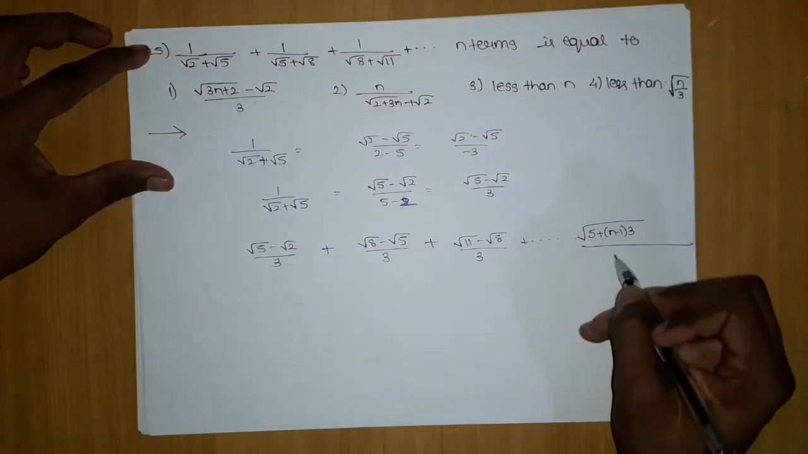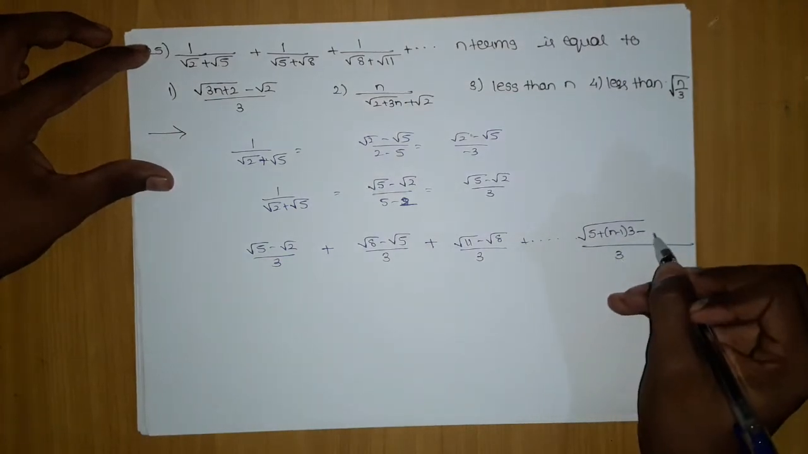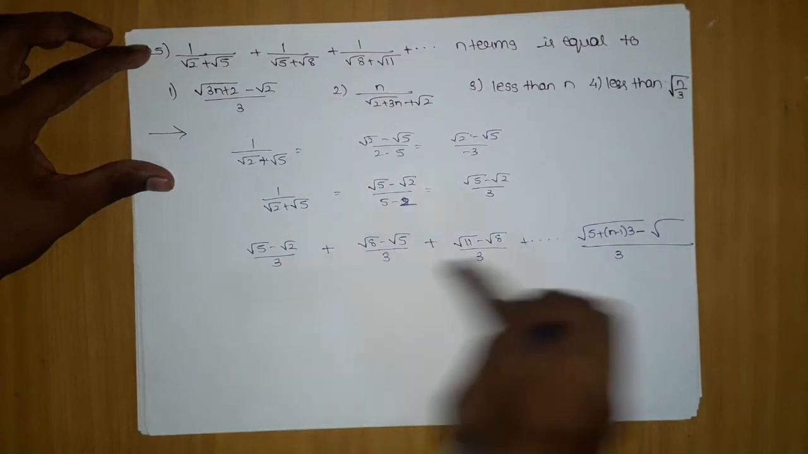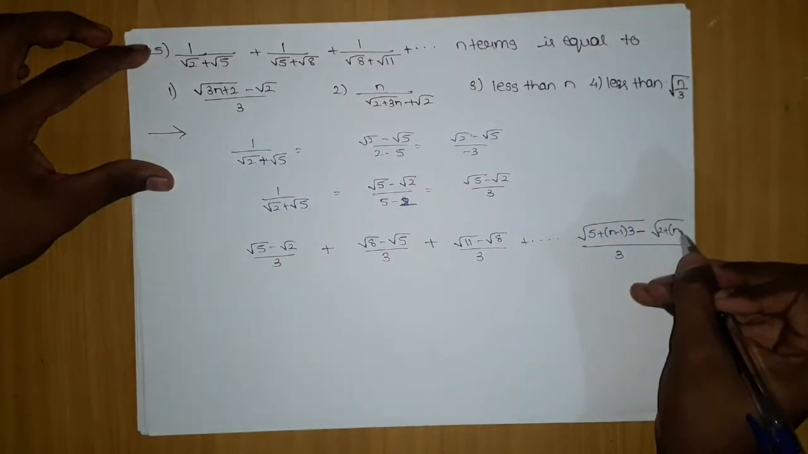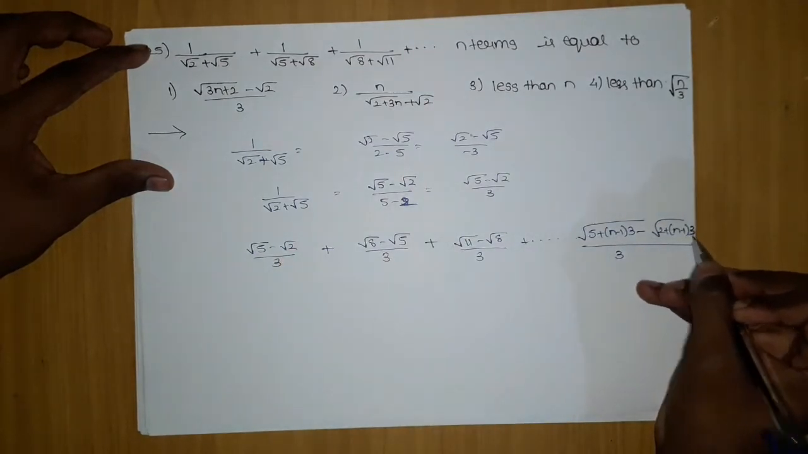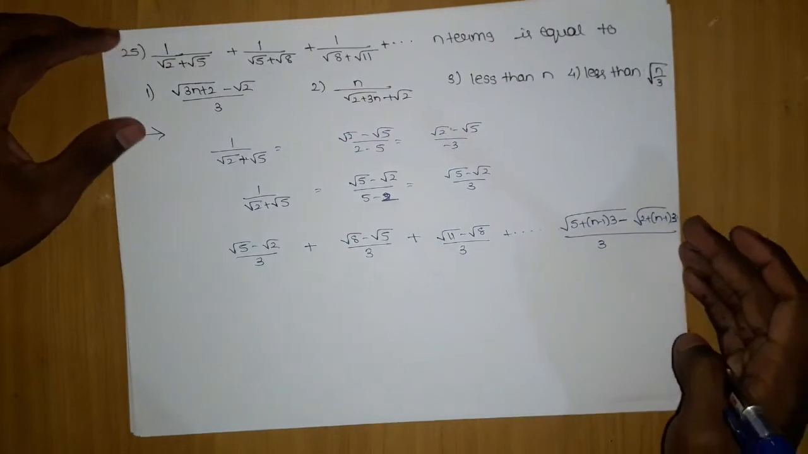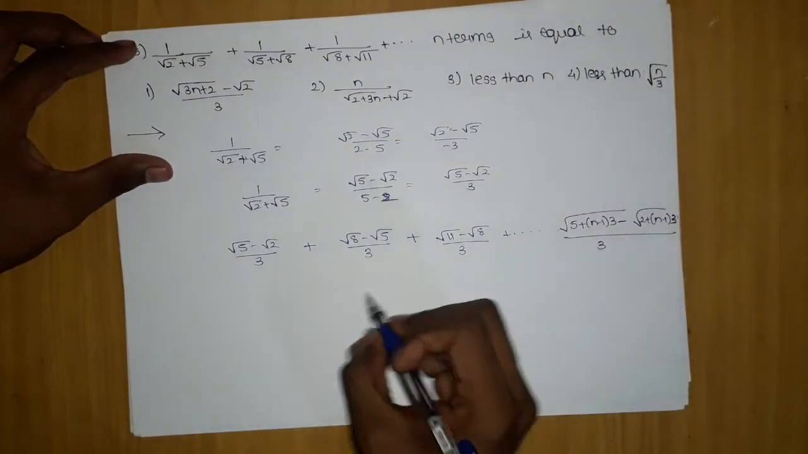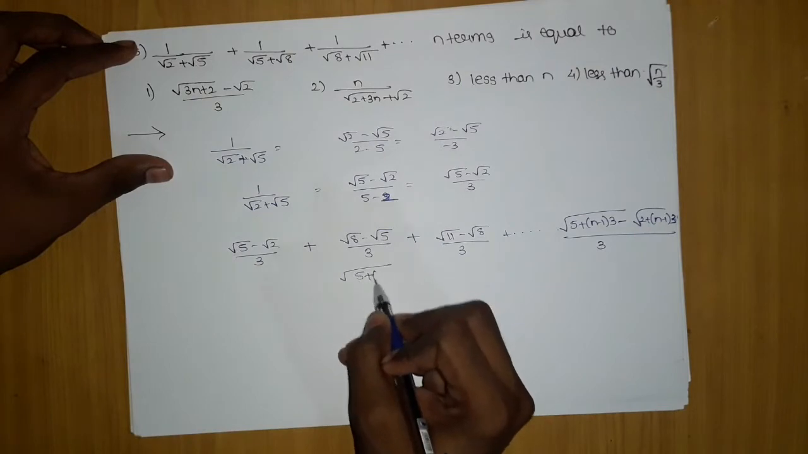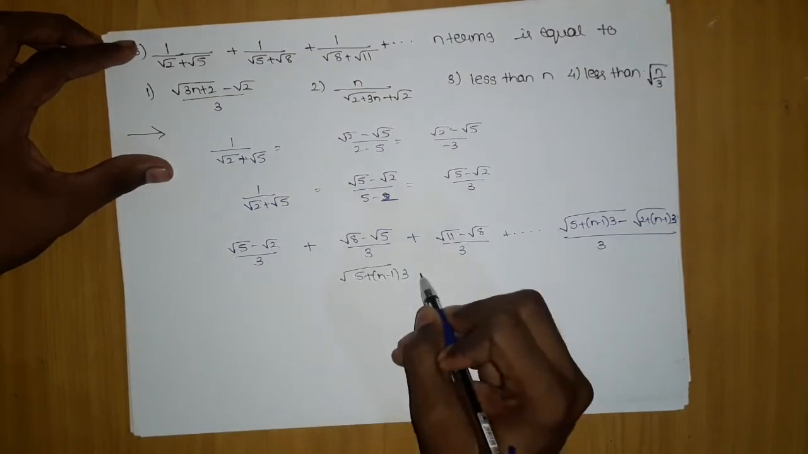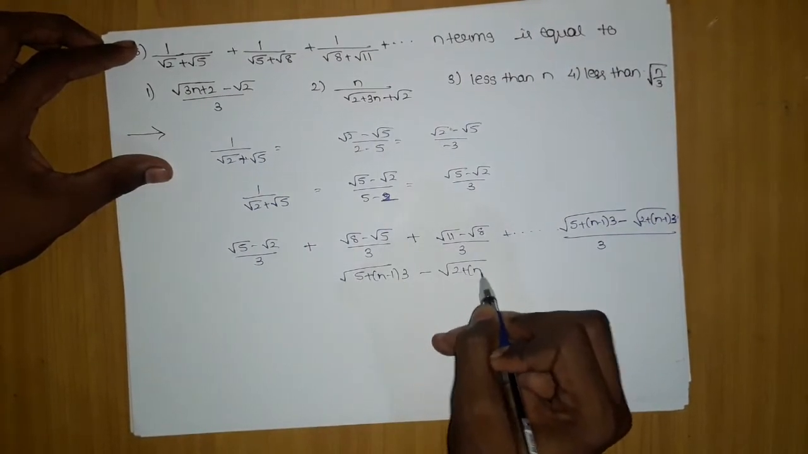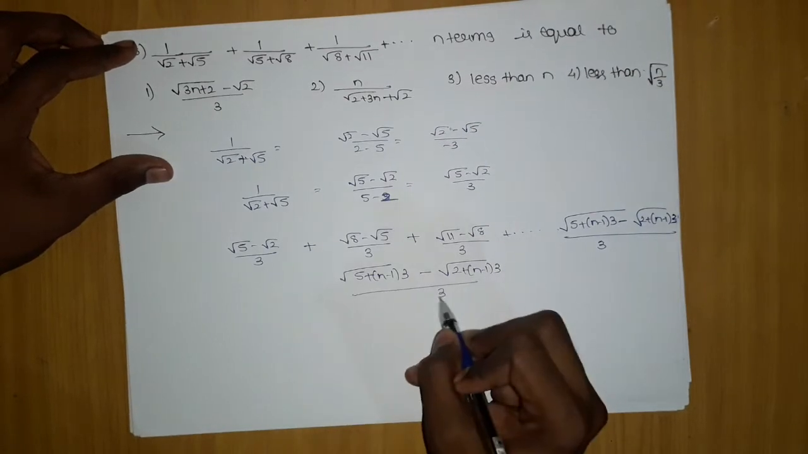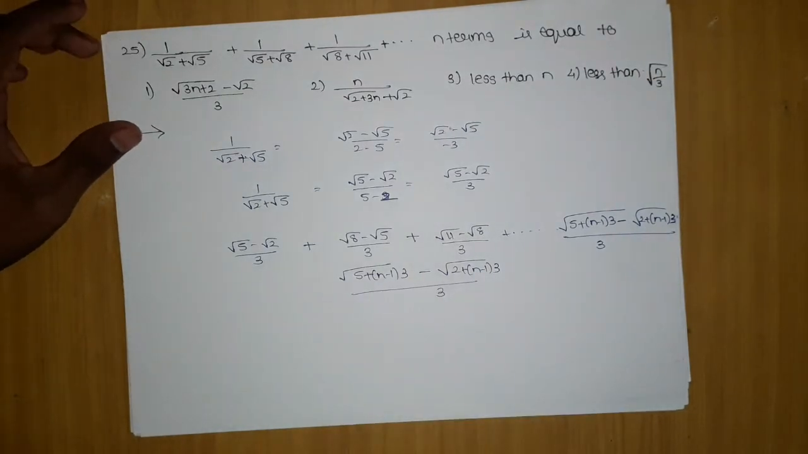I can write it like this: 3 will be there only, minus here it is 2, then it will be giving 5, 2 plus (n minus 1) into 3. Okay, 3 by 3 only, it is increasing. Okay, let me write again. Under root of (5 plus (n minus 1) into 3) minus under root of (2 plus (n minus 1) into 3), by 3. Okay, so this is my Tn term.